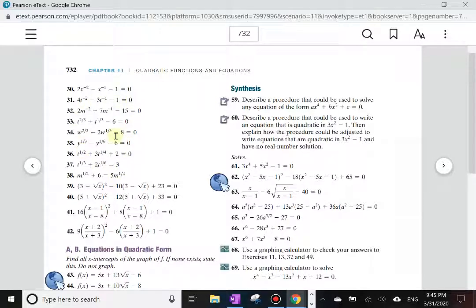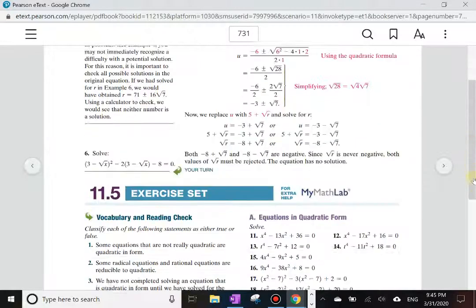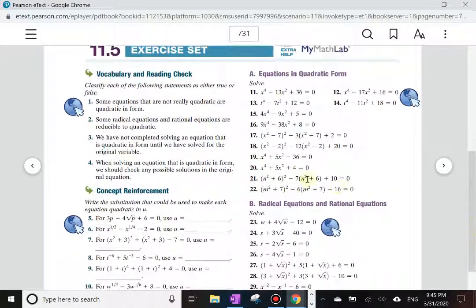All of these equations, if you just browse through the list, none of them look like quadratic equations from the onset. If I go to the previous page, page 731, they don't look like quadratic equations either, the ones in this segment. So how are we going to solve these equations?